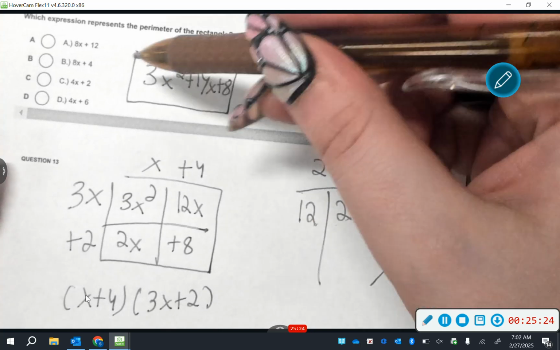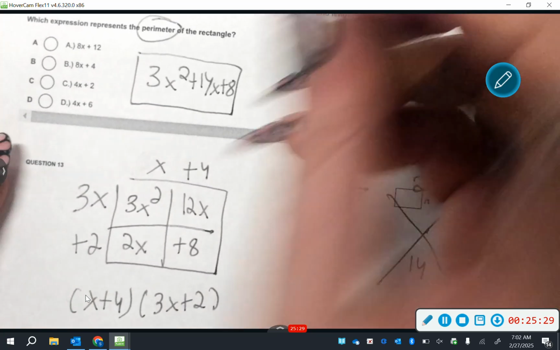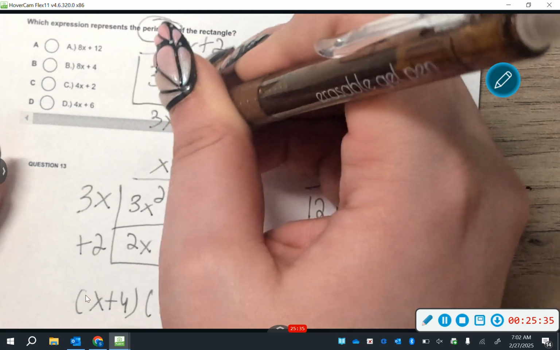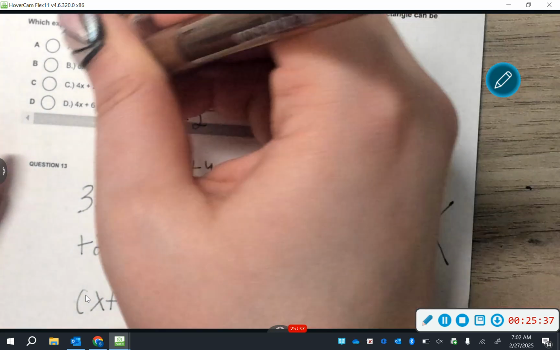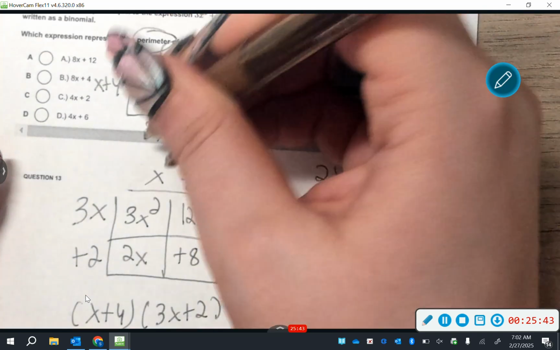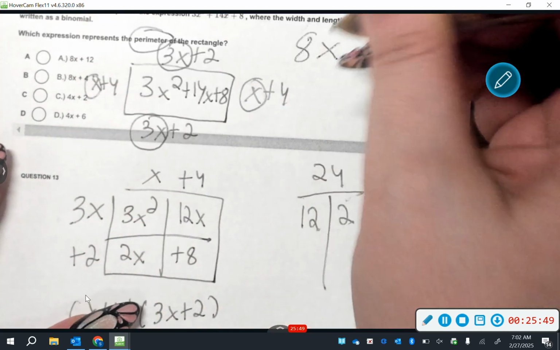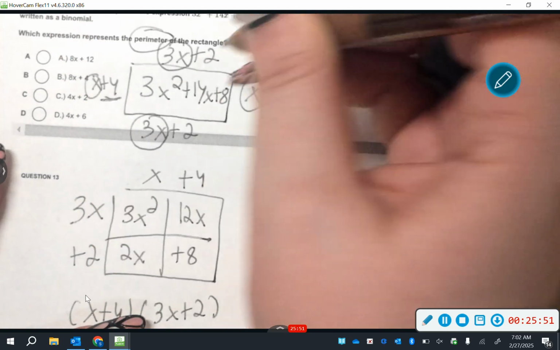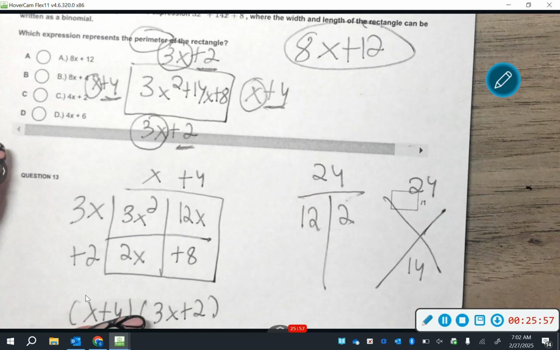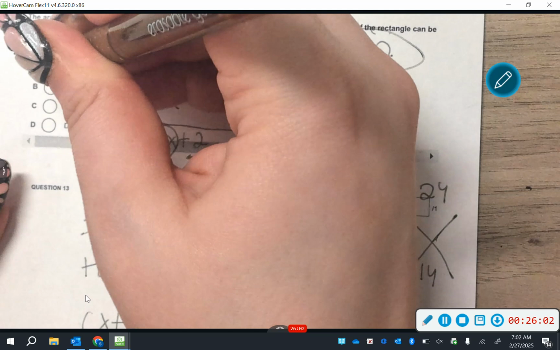But you'll notice neither is an answer choice. Go back to the question, they're asking you about perimeter. So my sides are 3x plus 2, 3x plus 2, x plus 4, x plus 4. If I want my perimeter, that means add all our sides together. So it's 8x, 12. All I do is I combine my x's, and then I combine my numbers. Our answer should be A.